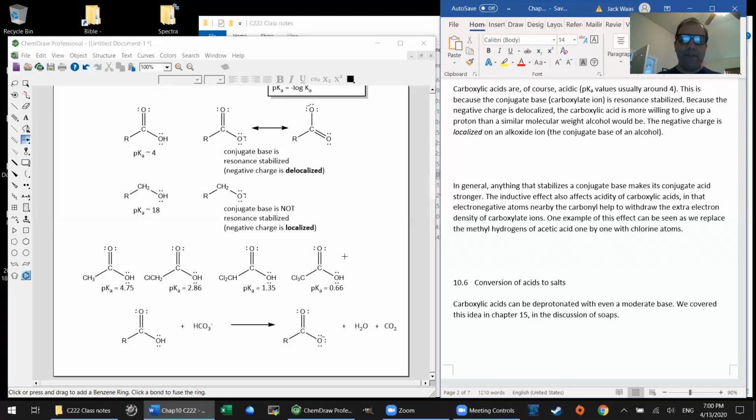And that's just one example of a structural effect on acidity. It's pretty commonly seen. So like I said, memorizing the numbers here is not important. But understanding the trend and why the trend is what we see, I think, is important.